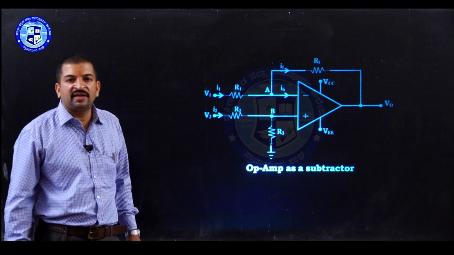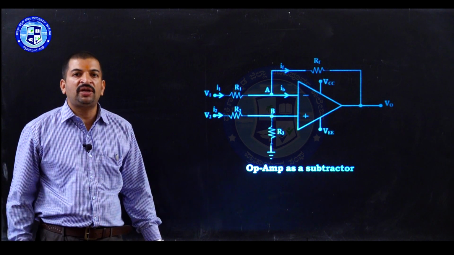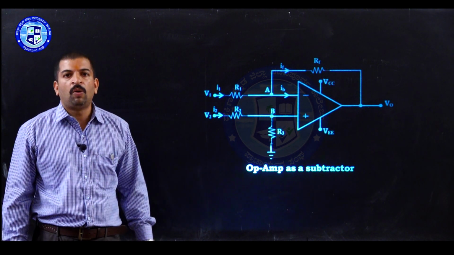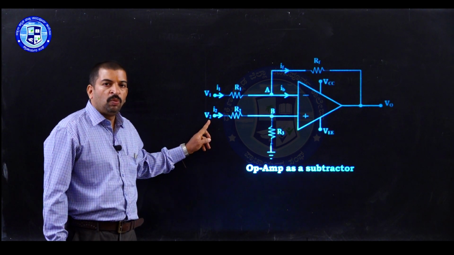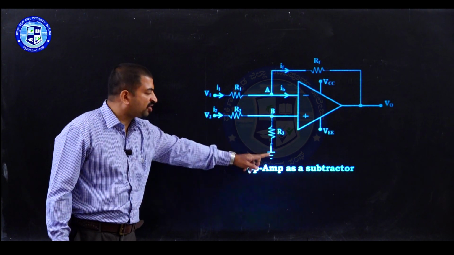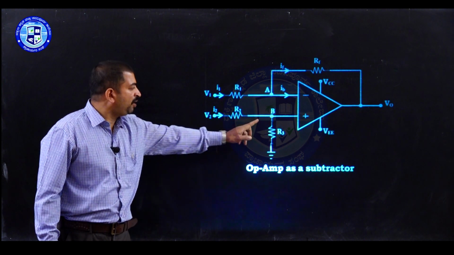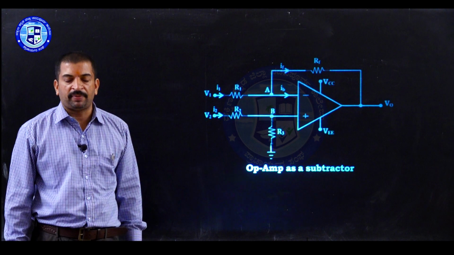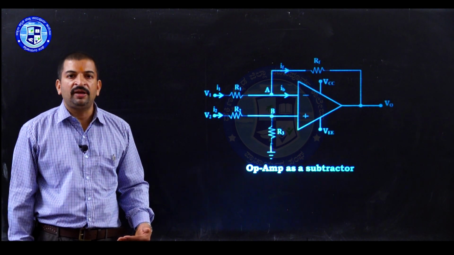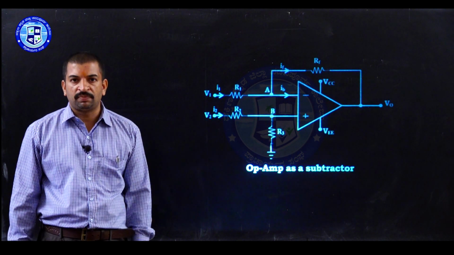RF is a feedback resistor connected between the inverting terminal and the output terminal of the op-amp. Now in this circuit, the voltage across resistor R3 is nothing but the input voltage which is applied to the non-inverting input of the op-amp. It can be determined using the voltage divider rule.